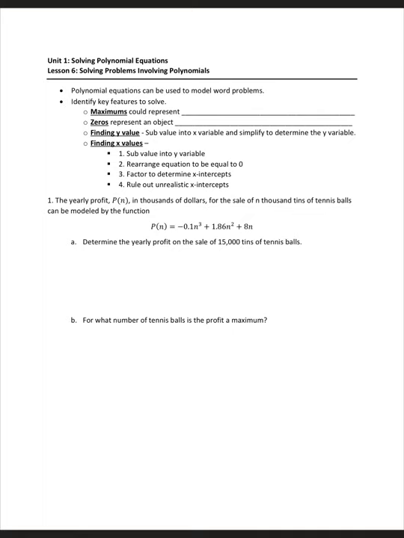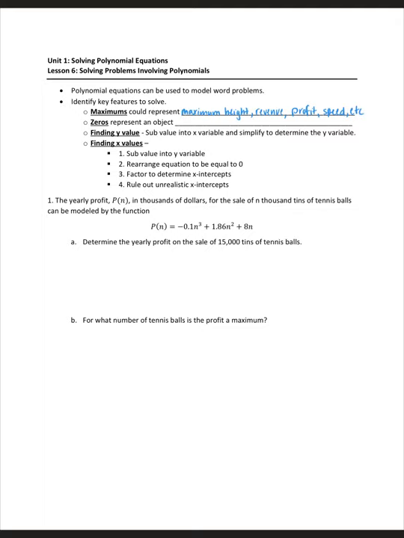The word problems might ask you to identify certain things, and they are usually key features of a polynomial. In particular, we've looked at quadratics in the past, and they might ask you about certain things. So maximums could represent maximum height. If it's related to money, it could be revenue or profit. Could be the maximum speed. Okay, I'm just going to put etc. So lots of things when they're talking about a maximum.